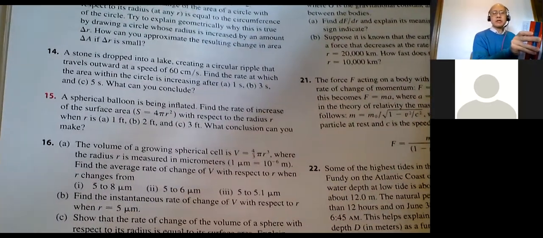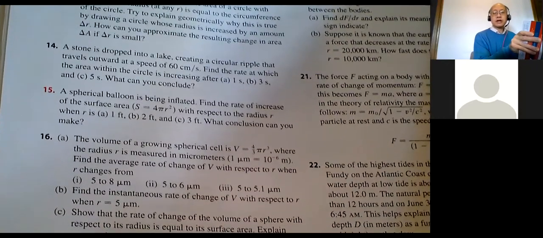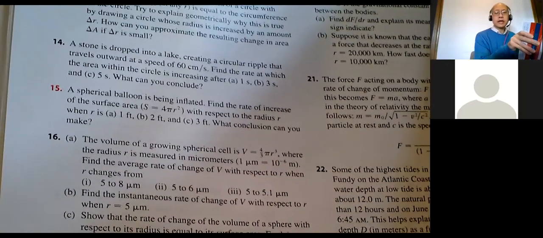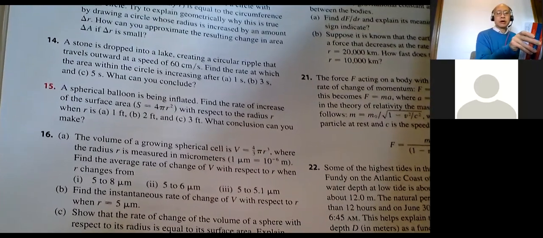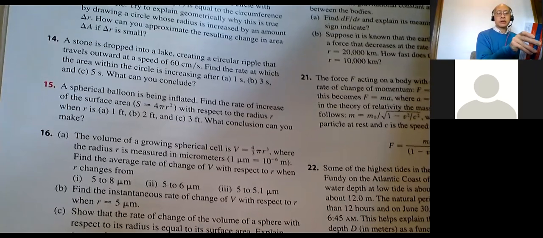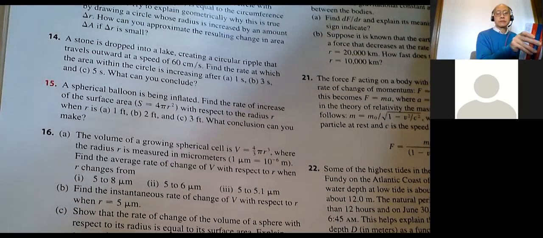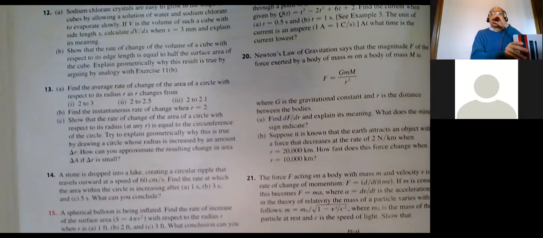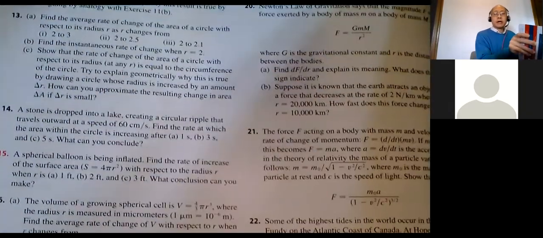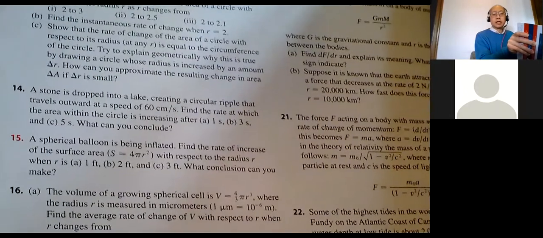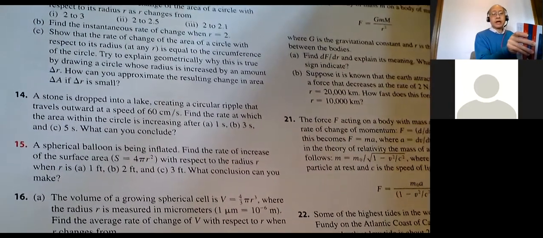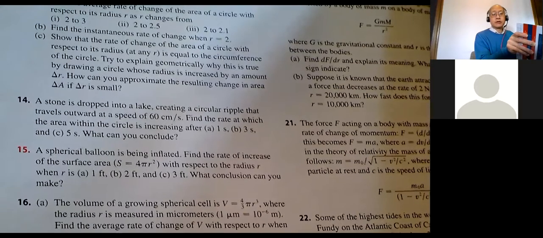A spherical balloon is being inflated. Find the rate of increase of the surface area, S equals 4 pi r squared, with respect to the radius r, when r is 1, 2, 3. What conclusion can you make? Rate of increase of the surface area. Okay, so you have a balloon, you're blowing air into it, it gets bigger and bigger. So as you put air into it, the surface area obviously increases, the volume does also. They want you to say something about the rate at which the area is increasing after so much time. Okay, so let's see how to do that.